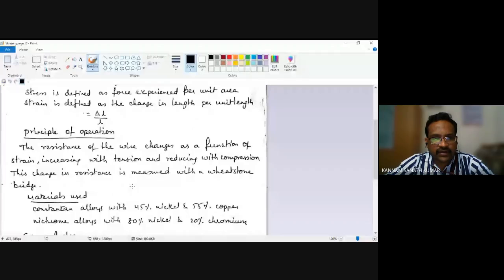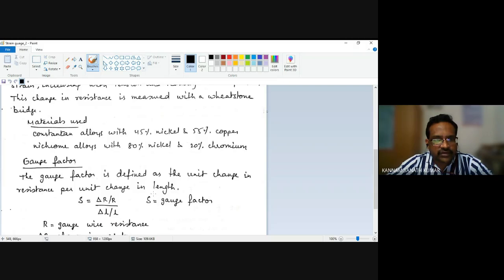There will be a change in the resistance due to increasing tension or reducing tension. If you increase the length of the wire or compress it, there will be a change in the resistance. How can we measure the change in the resistance? The resistance to be measured is given to the Wheatstone bridge. By the Wheatstone bridge, we can measure the change in the resistance.